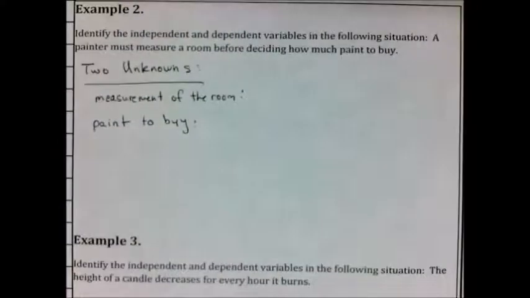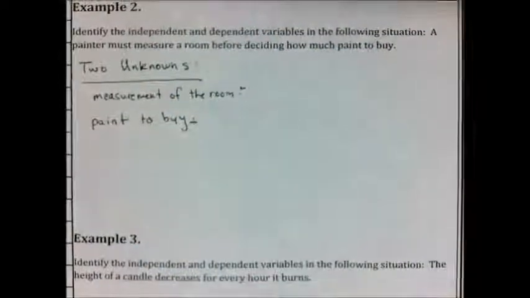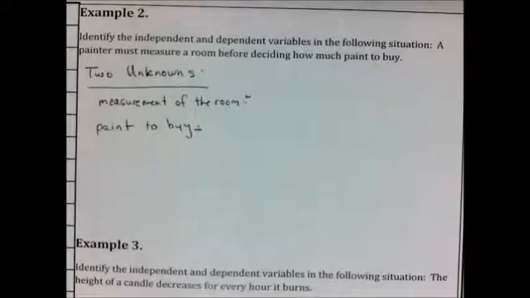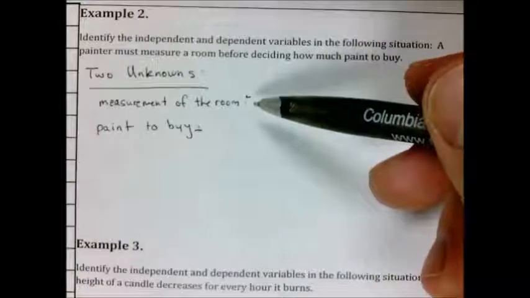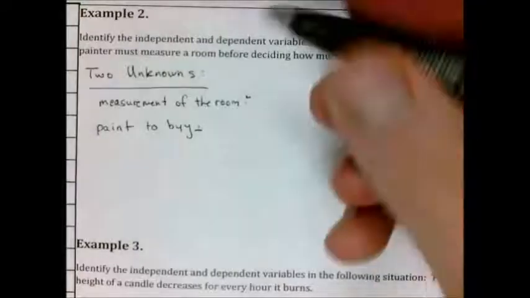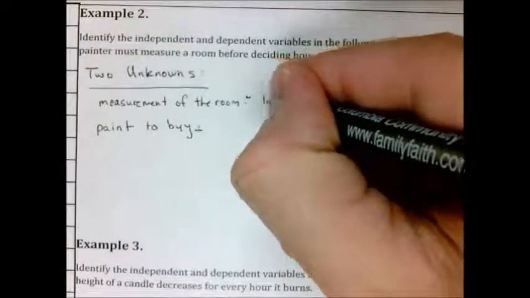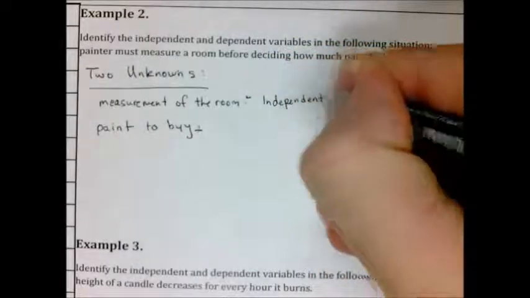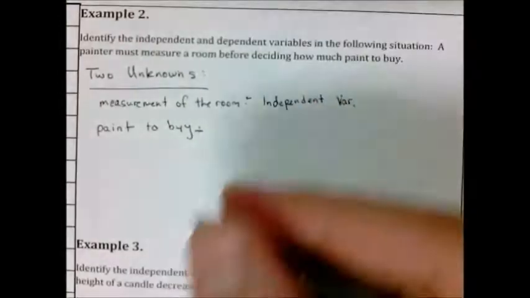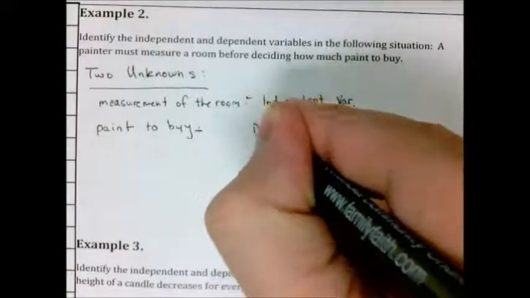Now remember, in order to figure out which one's the independent variable, remember the independent variable is our x. So which of the two variables needs to be known in order to figure out the other? We need to know the measurement of the room in order to know how much paint to buy. Therefore, the measurement of the room would be our independent variable, our x, which means that the paint to buy would be our dependent variable.